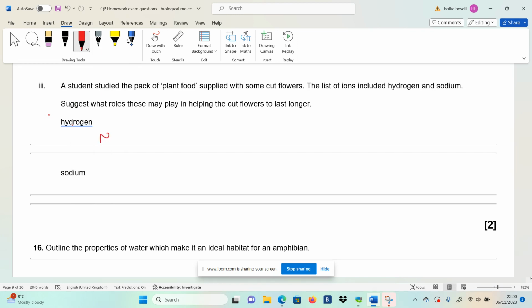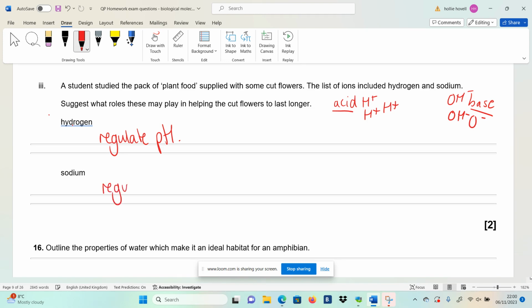So, hydrogen ions can be used to regulate pH. So the whole pH scale from acid up to base. Basically, acids are mostly H plus ions, bases are mostly hydroxyl ions, OH minus, and if you've got halfway in between, half H plus, half OH minus, it's neutral, and there's just a whole scale of that. So what do H plus ions do? They make things more acidic, so they regulate pH. Sodium ions are used to regulate the water potential.